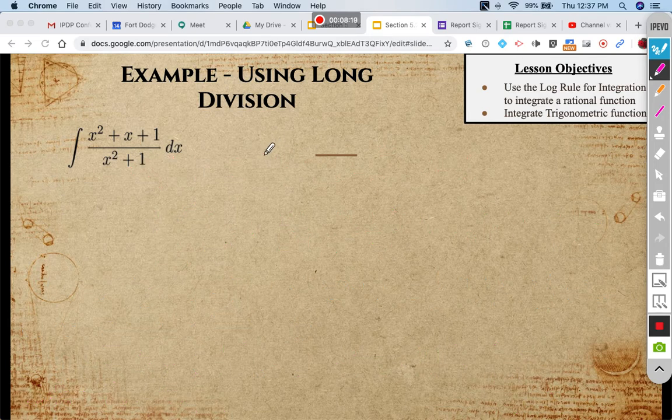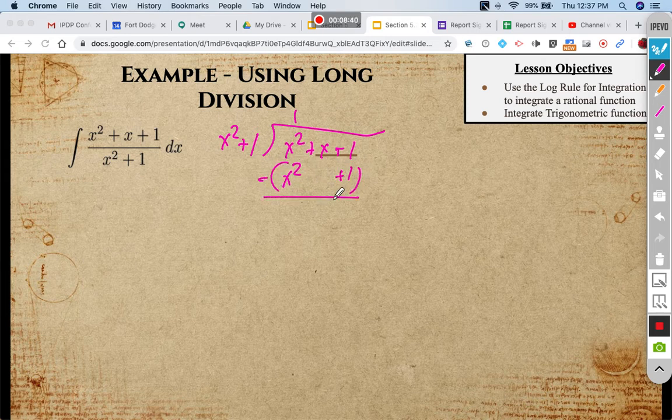So if we divide this out, x squared plus x plus 1 over x squared plus 1, I can't do synthetic division because I have an x squared here, but it's a pretty straightforward one. x squared goes into x squared once. So we get 1 times x squared plus 1 is x squared plus 1. We subtract that and we get x. So we have a remainder of x over x squared plus 1.